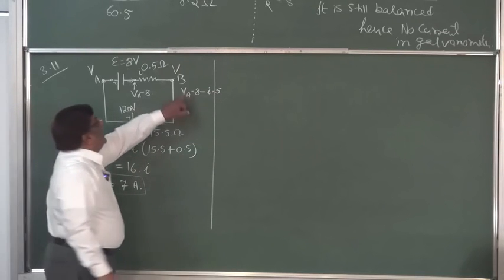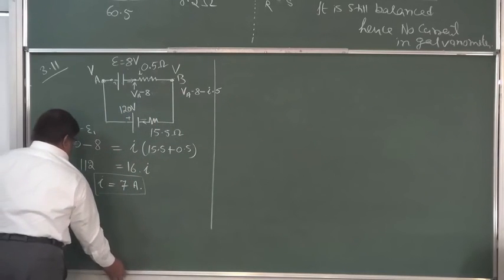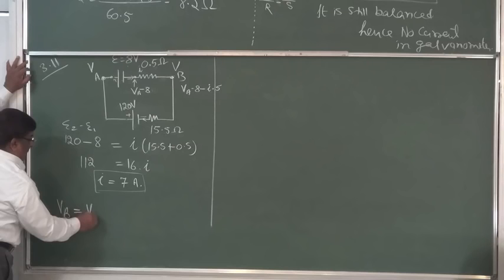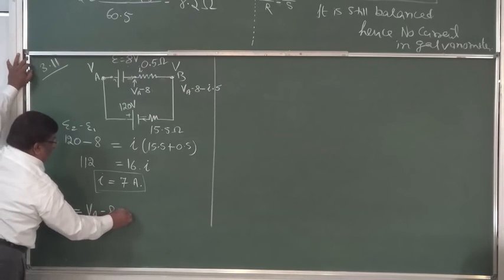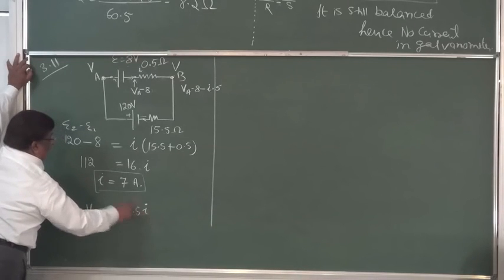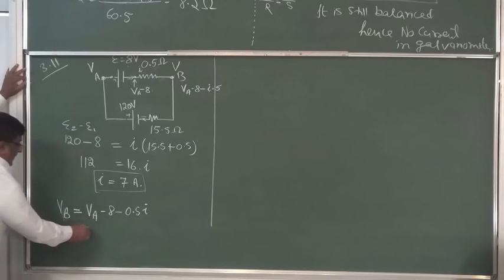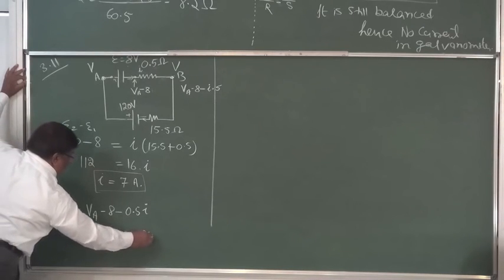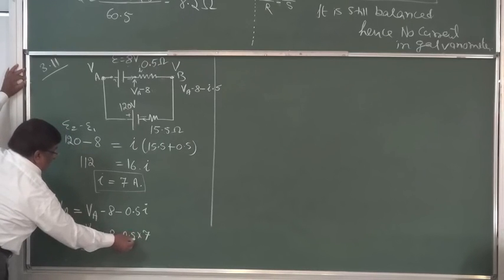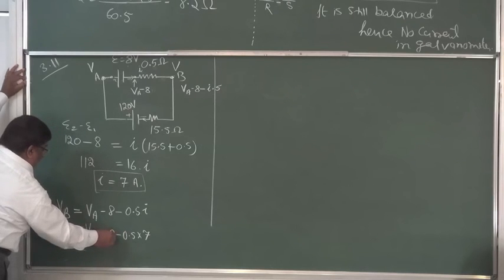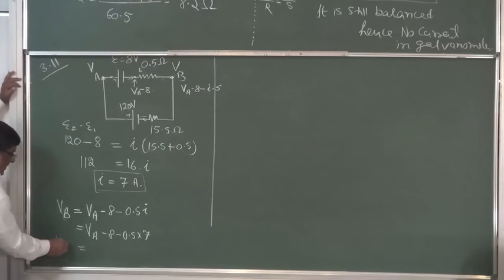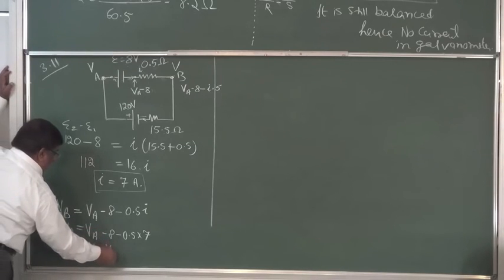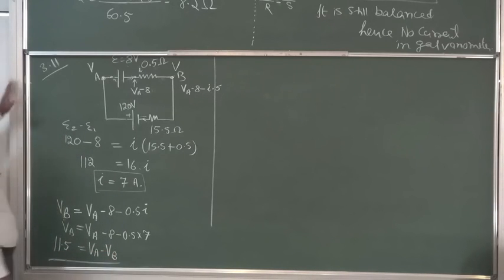Okay, so where we have reached now, this potential is VB. So what is the equation we get? VB is equal to VA minus 8 minus 0.5 into I, and I is 7. So we get VA minus 8 minus 0.5 into 7, and this is equal to 3.5 plus 8, this is 11.5. Okay, 11.5 you bring here, VA keep here, this VB transfer to this side, so this will be VA minus VB equals 11.5 volt.